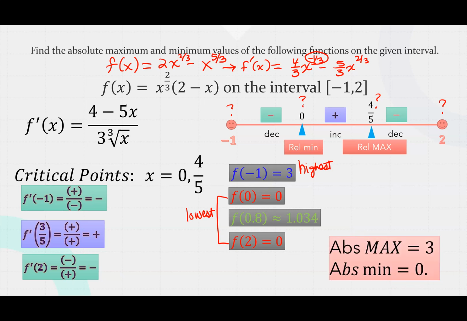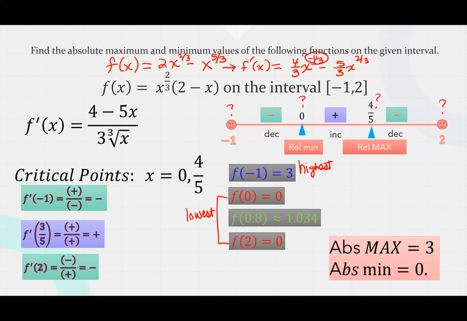So we would say the absolute maximum is 3, and that occurs at x equal to -1. And then the absolute minimum is 0, and that absolute minimum happens in 2 places: at x equal to 0, and then also at x equal to 2. Okay, but there is only one absolute minimum value, and that is 0.